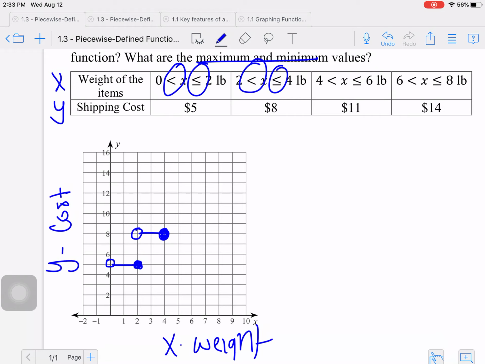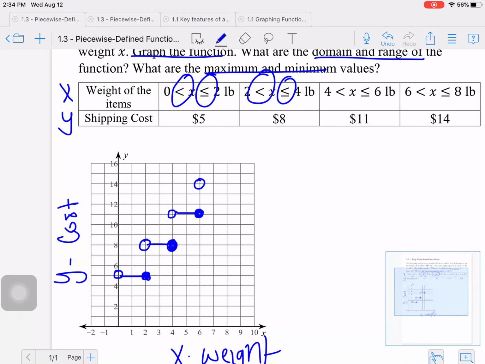Let's go on. From 4 to 6 is going to be $11, so I'm going to go up to 11, and I'm going to begin at 4. There's no equal sign, which means that it's open, and then it runs all the way to 6. At 6, it is included, so we're going to have a closed circle. And then the last one, same thing, is going to go from 6 to 8, and the cost is going to be 14, so I'm going to go up to 14, begin at 6, which is not included, so it's going to be open, all the way to 8, which is included, and therefore it is closed.